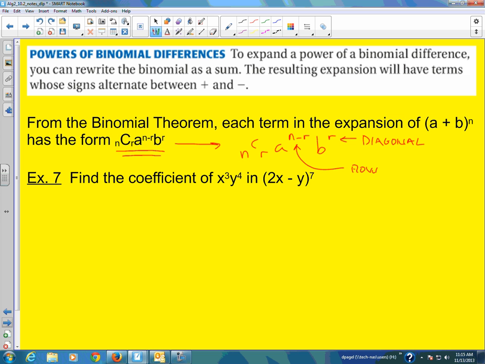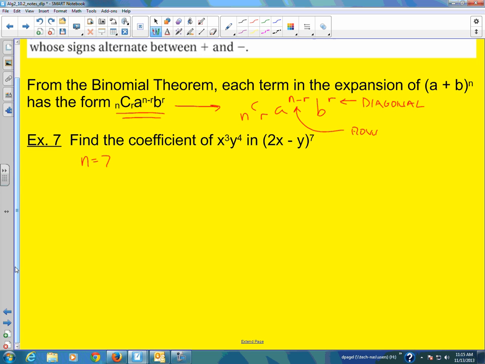All right, so let's try this now with this example, 2x minus y to the 7th power. First of all, I see n equals 7. Then I'm looking for what is the coefficient in front of x to the 3rd, y to the 4th. I know, because of binomial expansion, that my very first term is going to be x to the 7th, y to the 0, and my second term is going to be x to the 6th, y to the 1st, and so on, decreasing the first term's power and increasing the second term's power.